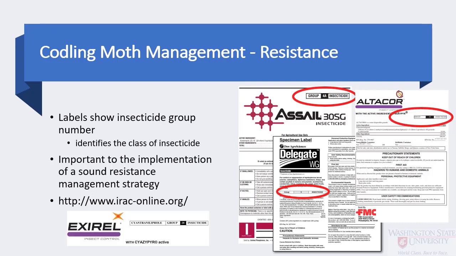Exirel, for example, is a group 28, so you shouldn't rotate it with Altacor. It's okay to use multiple applications of the same class of chemistry against one generation, but rotate to a new class for the second generation. It's also okay to use multiple modes of action within a generation, but just make sure that none of them are used against the next generation.